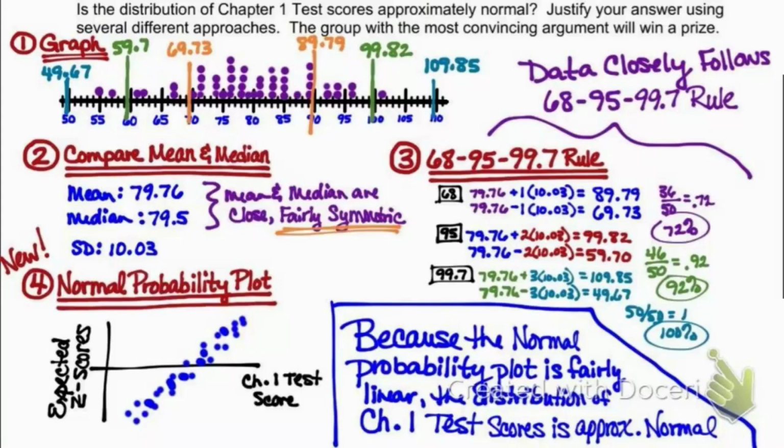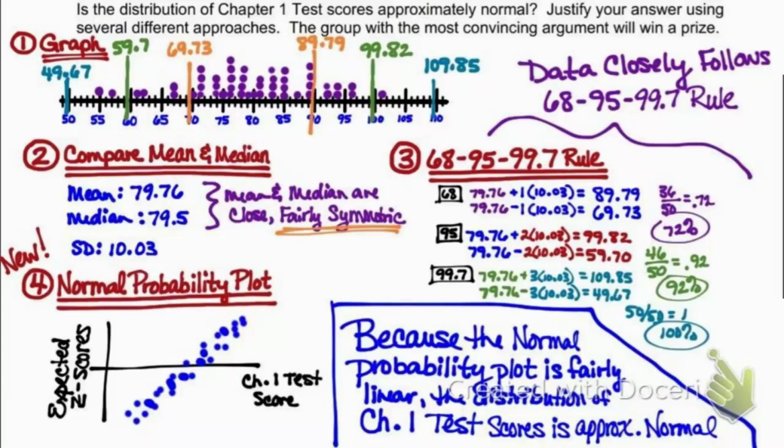Real quick, just so you guys can see some of these other graphs. Let's look at the histogram. So enter, zoom, 9. There's our histogram for this data. Does it have that bell-shaped curve to it? Yes.